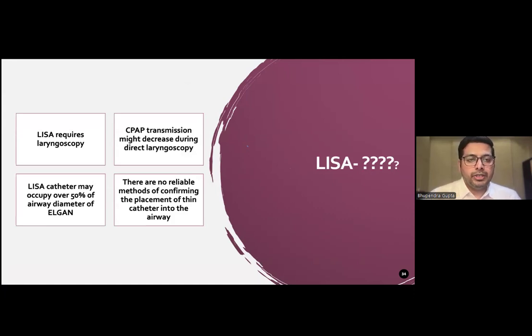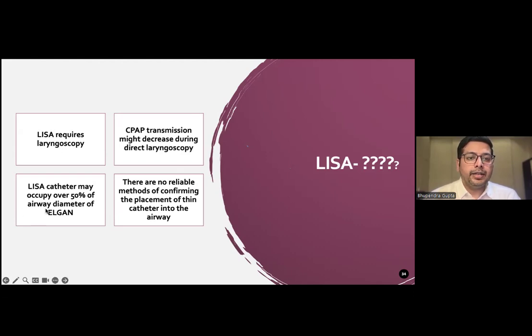Now, there are some questions which are unanswered in LISA because LISA still is an invasive procedure. It needs laryngoscopy, it needs insertion of the tube. So LISA, we say it is less invasive, but still there are some invasive procedures in LISA. Again, during the procedure the baby is put on CPAP, and the CPAP transmission is hampered. So there may be some episodes of hypoxia during the LISA.